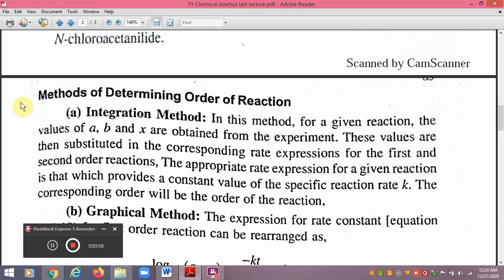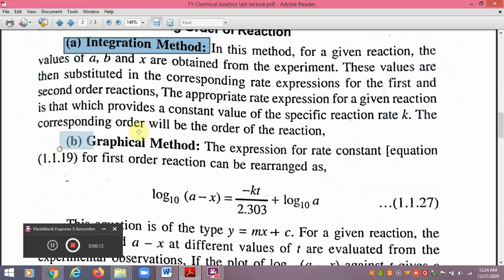So how can we determine the order of reaction? This is also an important thing, and the order of reaction can be determined with the help of various methods. The first method is called the integration method. The second method is called the graphical method.